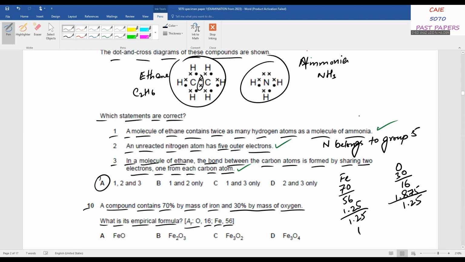For Fe, you will get 1 mole. For oxygen, you will get 1.875 divided by 1.25, 1.5. Now you see the answer is not in whole number. What we will do, we will multiply both the values to get the answer in whole numbers. If you multiply it by 2, what you will get? You will get Fe2O3. So the correct answer should be B.